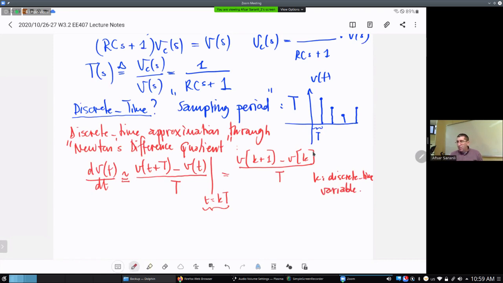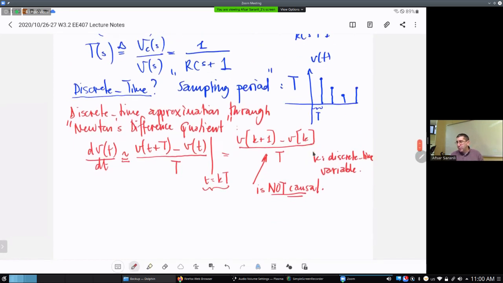Okay. Now, one problem with this particular approximation is that this is not causal. Okay. In fact, the derivative operation is not a causal operation. Why? Because you are at time kT, but you need the value of the function at a future time (k+1)T. Okay, so this is not causal.